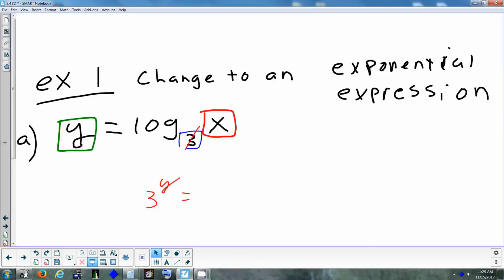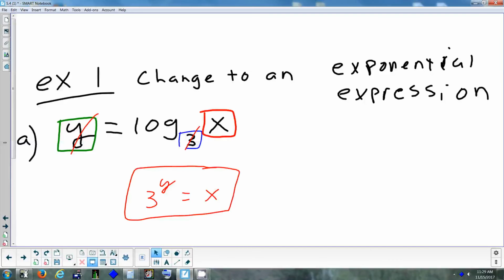Okay, I've used the 3. I used the y. What's the only thing that's left? X, and what is that thing called again? It's the thing you're taking the log of. Colleen? It's the argument. So the argument goes on that side. It's the what? The argument. And that's it. There's nothing you can do further with that.